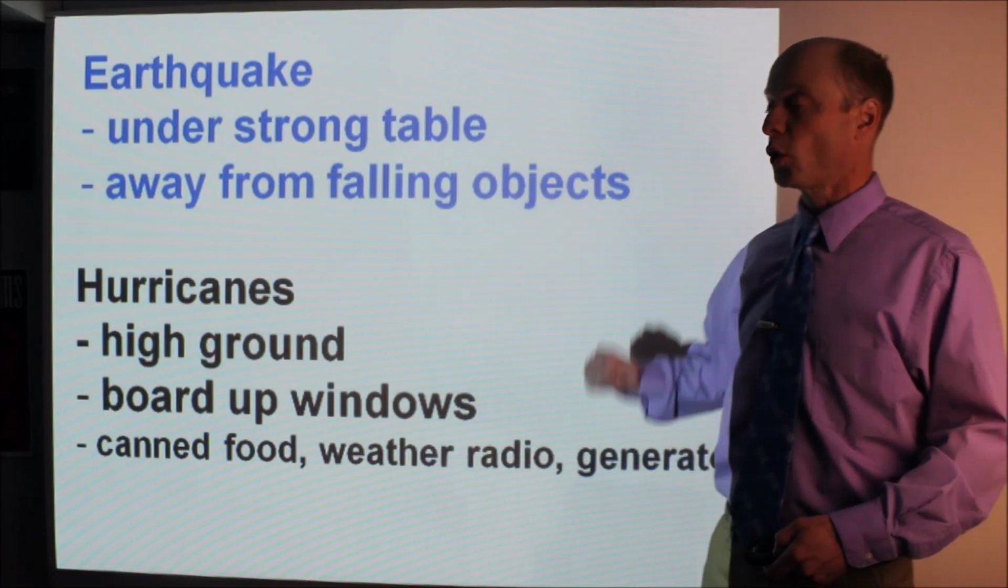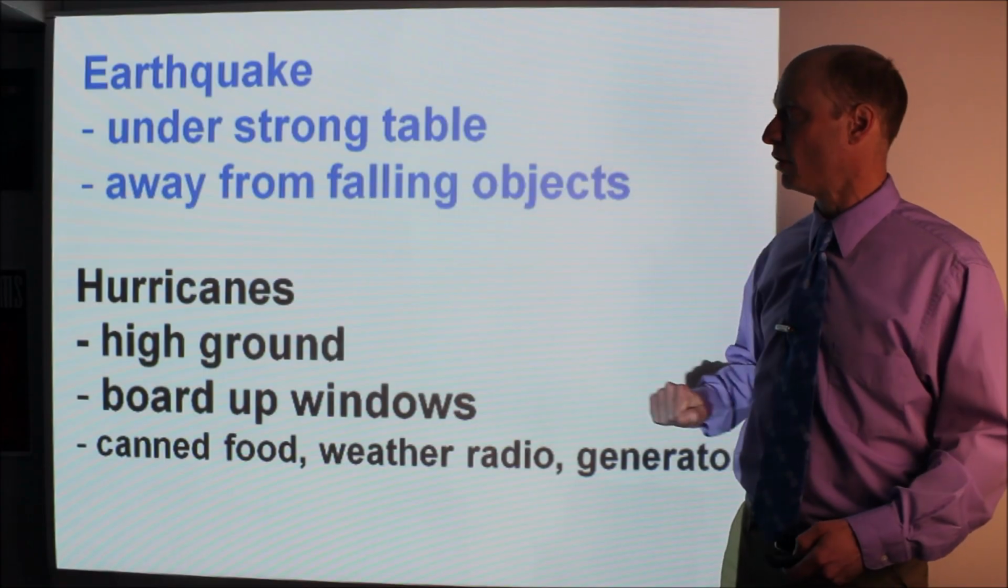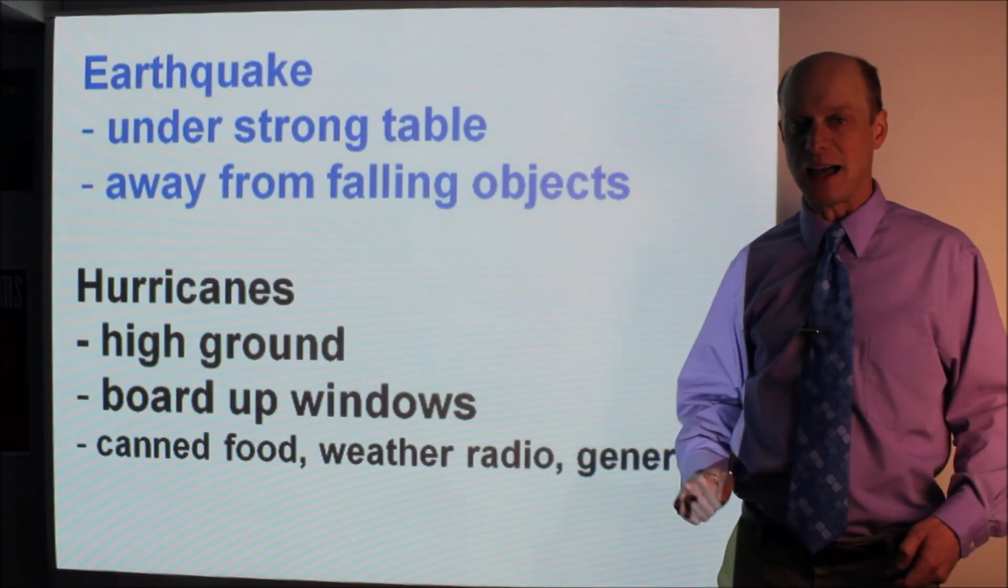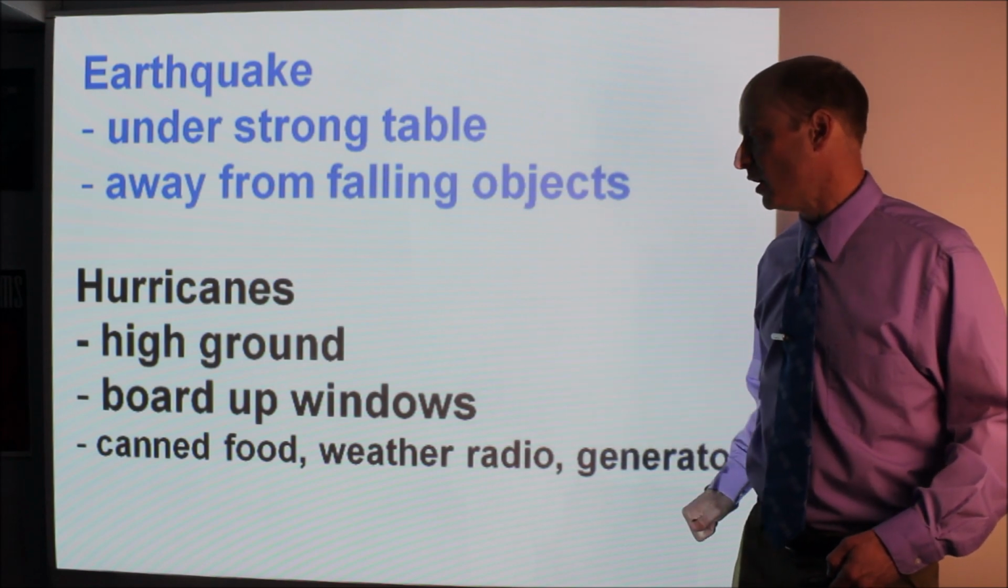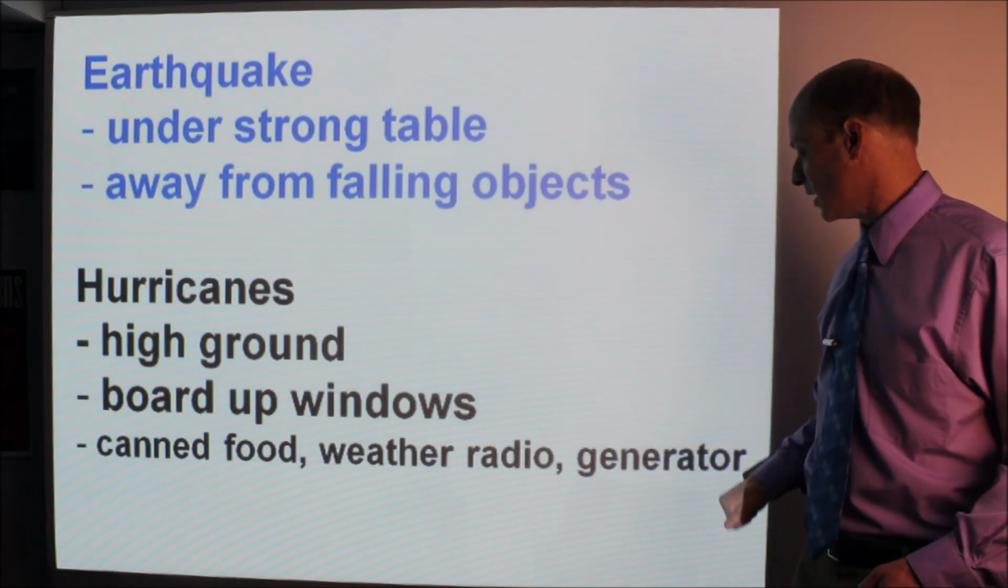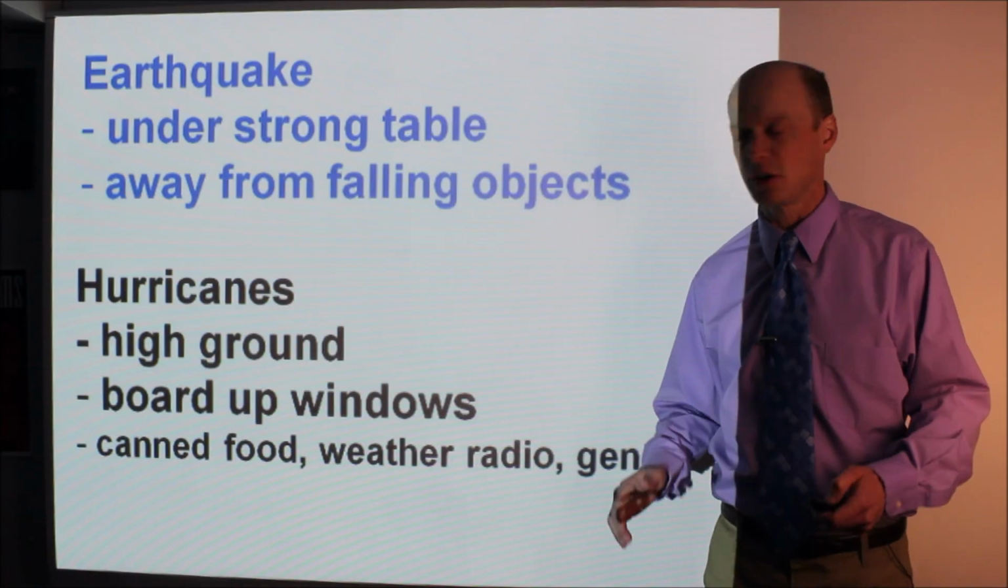So, an earthquake, some of the main ones: get under a strong table right away and away from falling objects. Hurricanes, get to high ground, board up windows, make sure you have canned food, weather radio, generator, and there's many more, but those are the main ones.